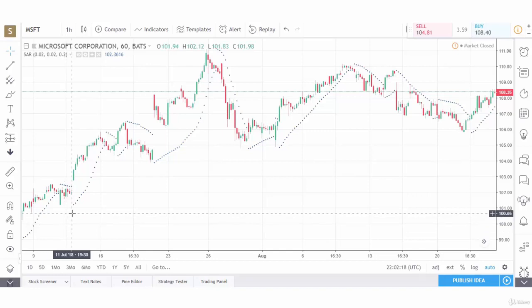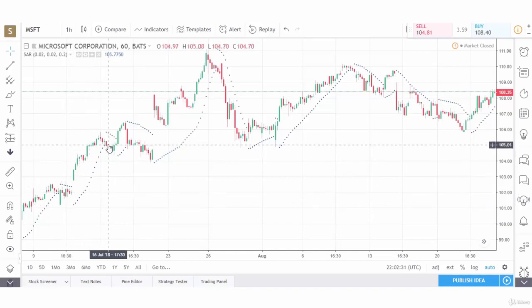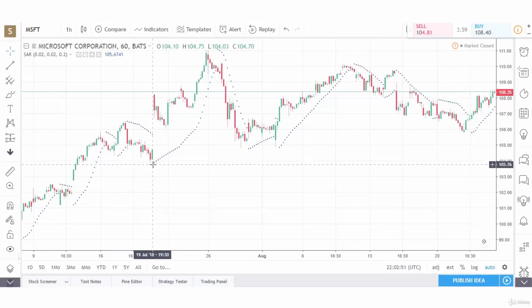So if we start here on July 11th, we'll have a buy signal as the dots go under the price. We would get long here. When the dots shift here on July 16th, to be above the price, that's our stop. So we would sell at that point. We would have another buy indicator here and a sell. We wouldn't make very much on that trade. We wouldn't get back into the stock until here on July 19th when it enters another uptrend.